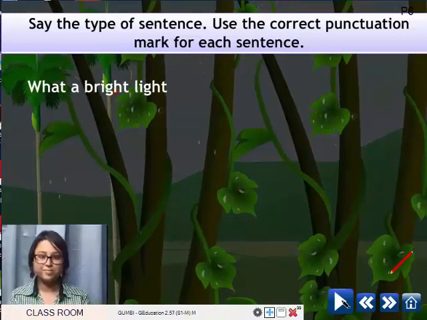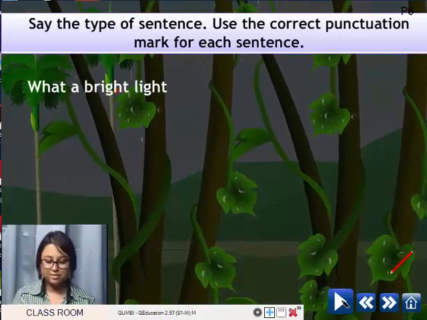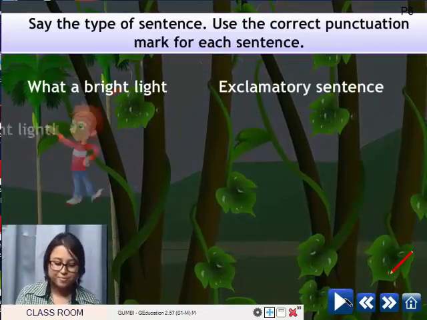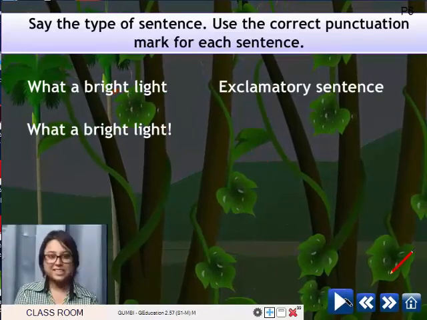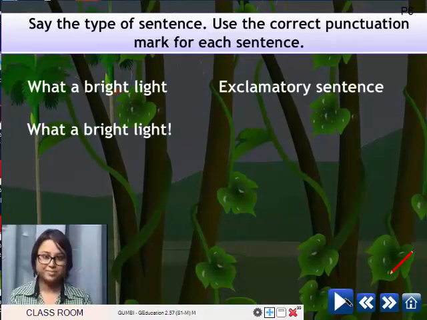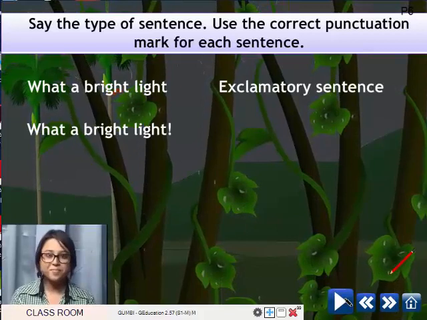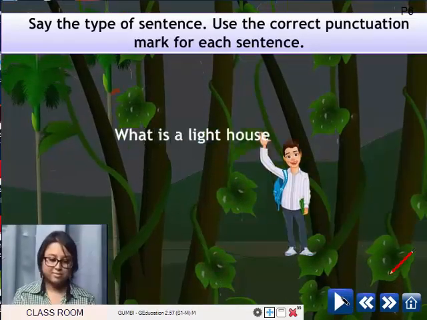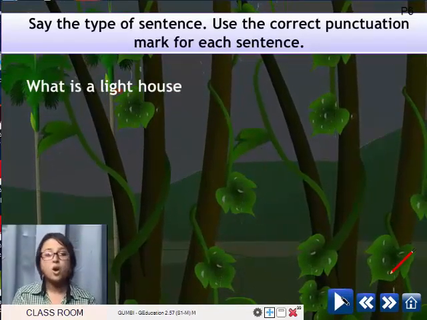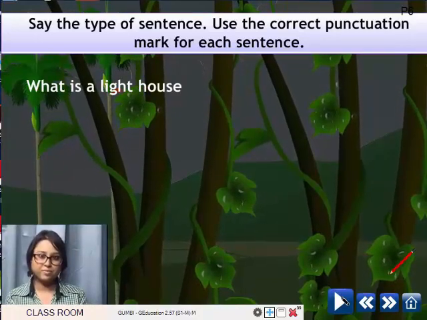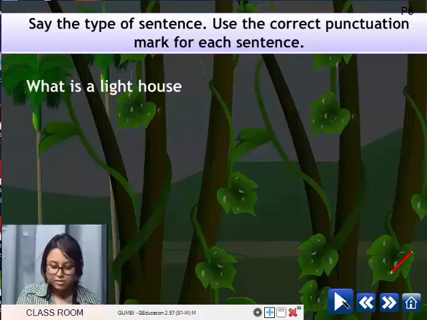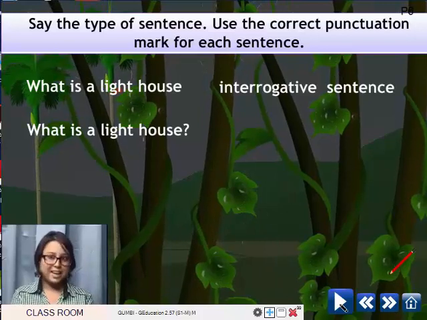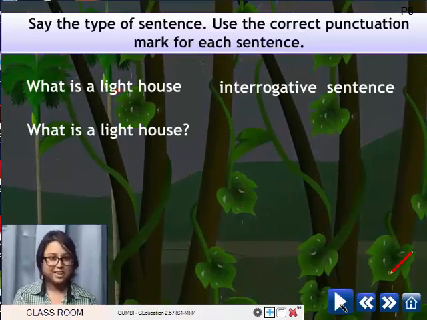What a bright light. Exclamatory sentence. Very good. Exclamation mark. What a bright light. Can you say it after me? What a bright light. Good. What is a lighthouse? I am asking a question. So, interrogative sentence. What is a lighthouse?